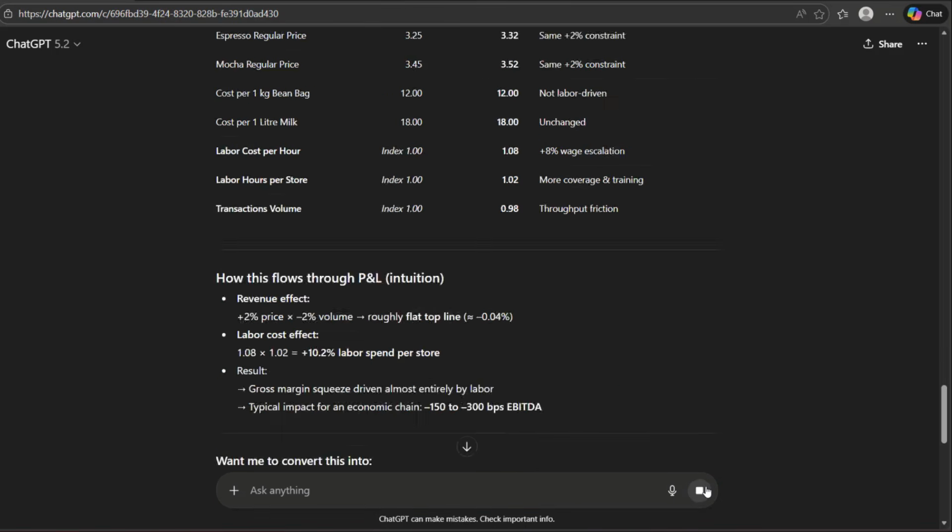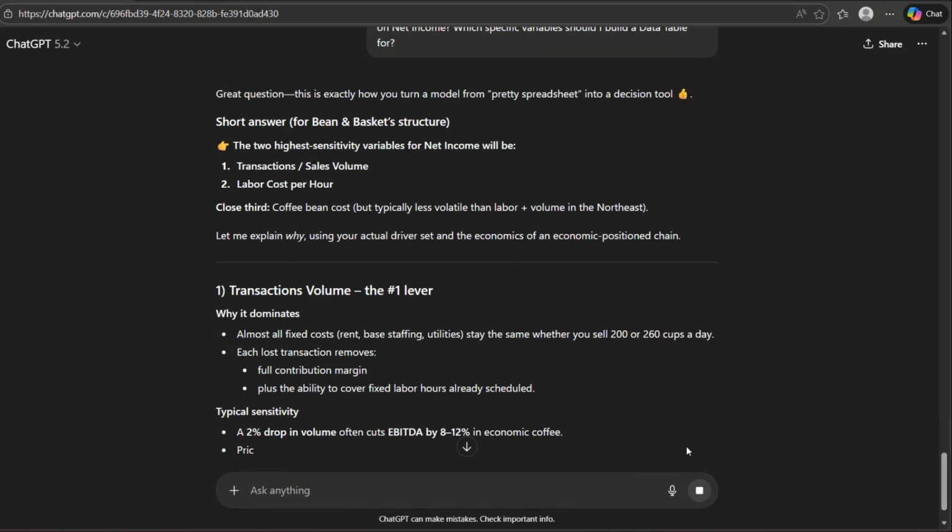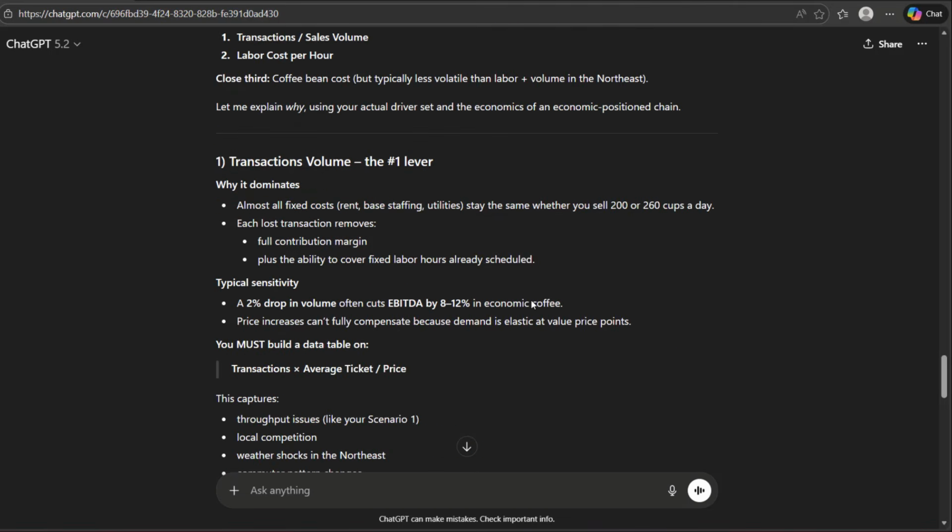The AI's response is what serves as a guiding light in financial modeling. It highlights transaction volume and hourly labor costs are the most important levers in this particular case. This insight helps in focusing your analysis where it matters. By doing this, you are using the AI to identify the critical path of your financial risk.